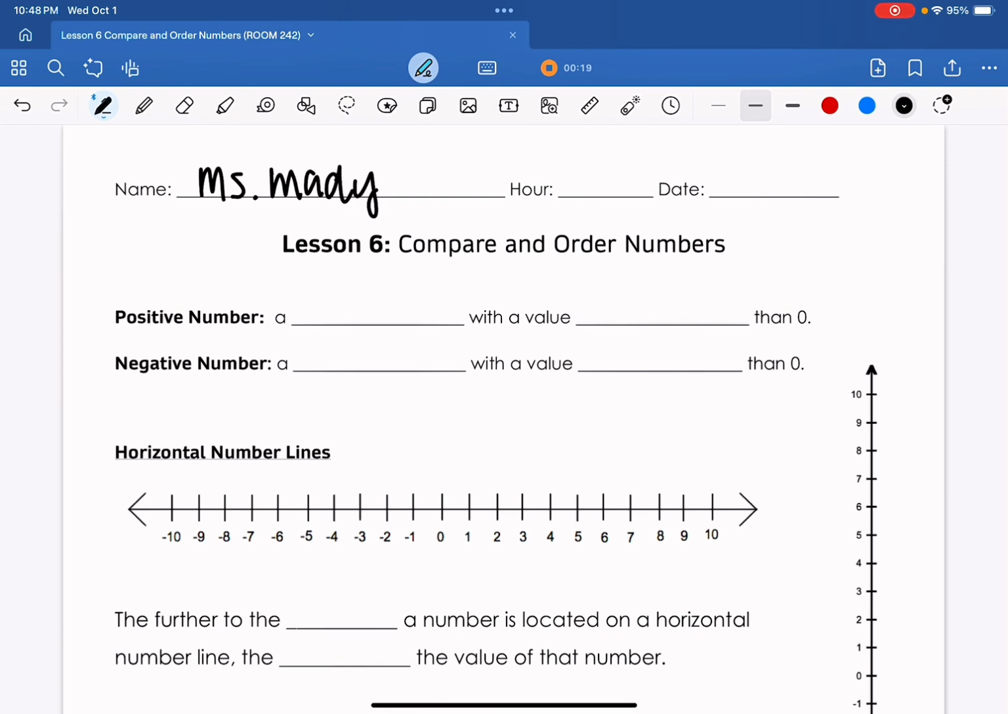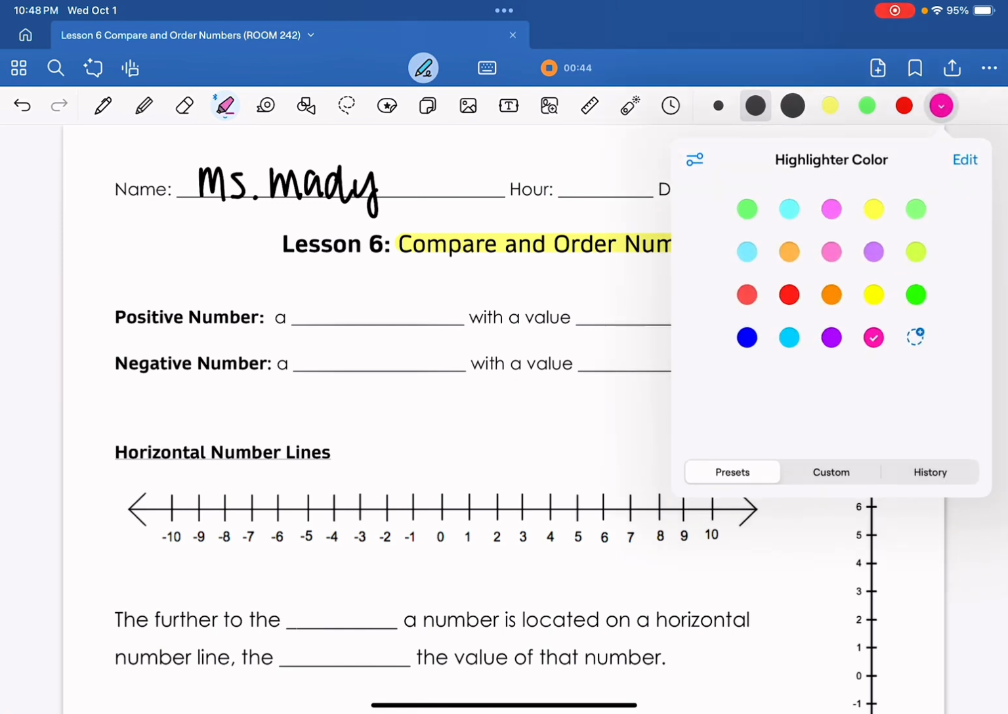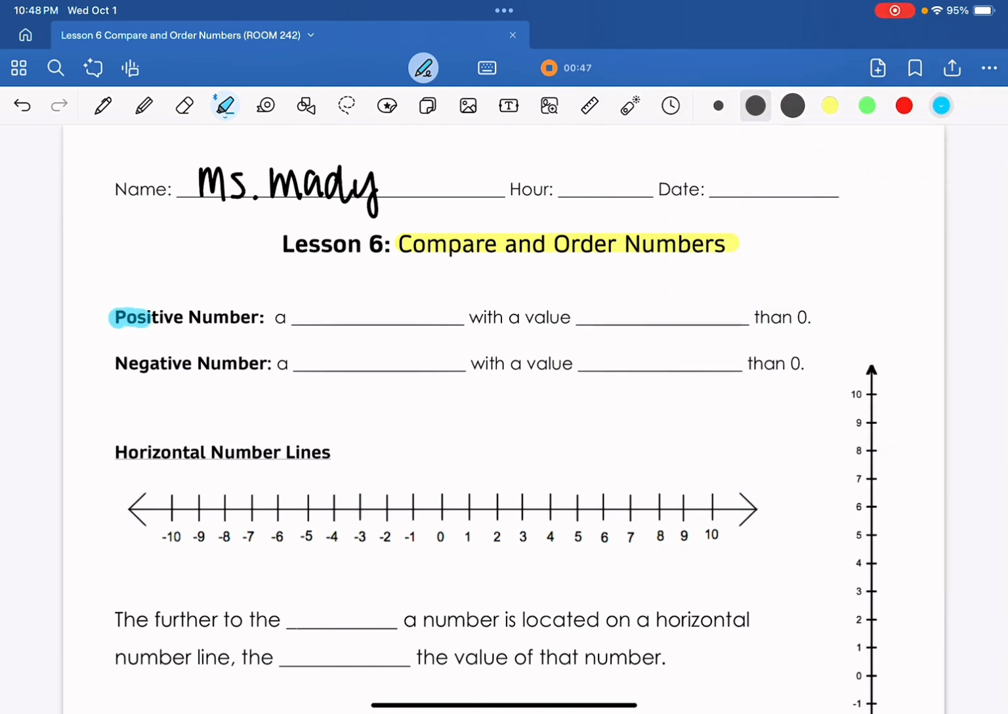And then we've kind of already talked about this a little bit, right? When we were first starting our number lines, we kind of talked about comparing integers. So if that was pretty easy for you, then this will be good review. And if you are still struggling a little bit, I hope that this answers some questions that you still have. So first things first, we will go through what a positive number is and what a negative number is.